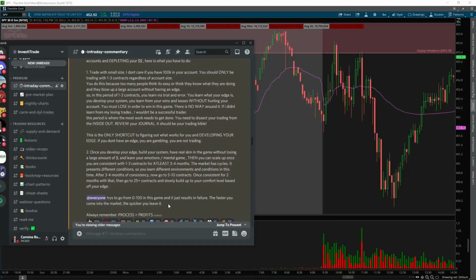So I've seen a lot of people try to go from 0 to 100 in this game and it results in failure. The faster you come into the market, the quicker you leave it. The market is not going anywhere. It'll be here tomorrow. It'll be here next week. It'll be here next year. The process is so much more important than the profits. Focus on this and watch how a lot changes.